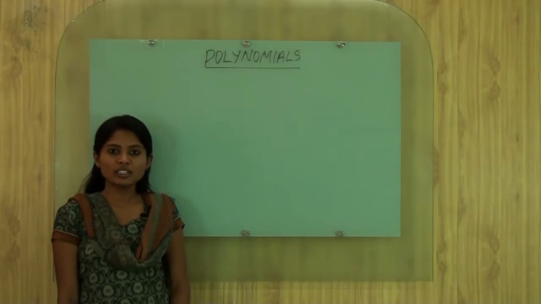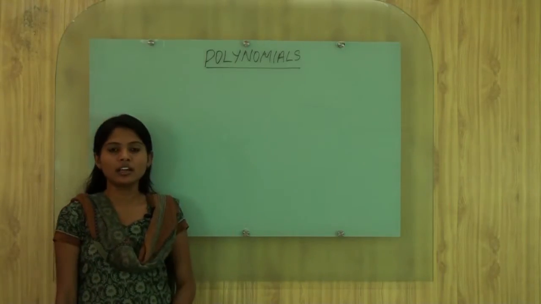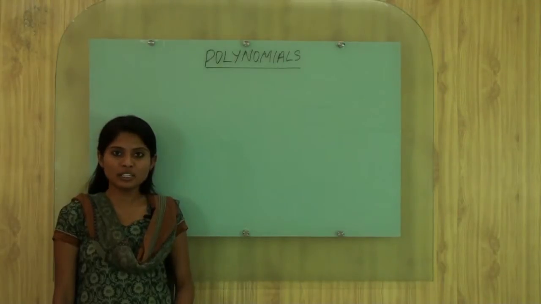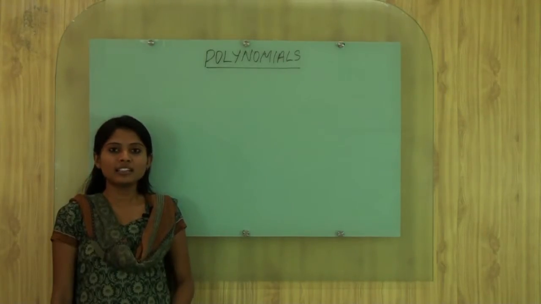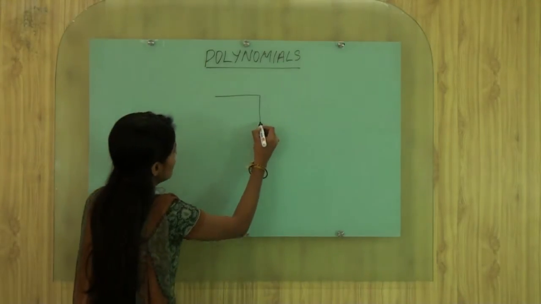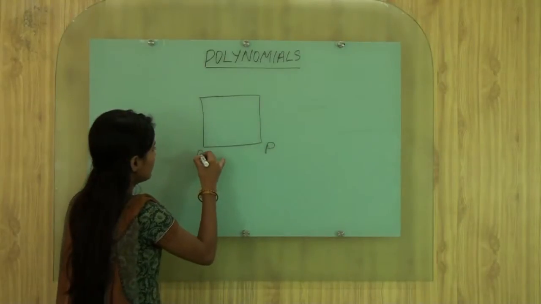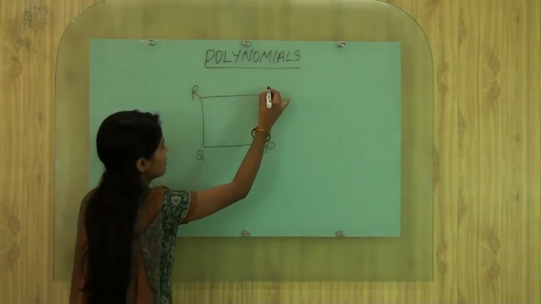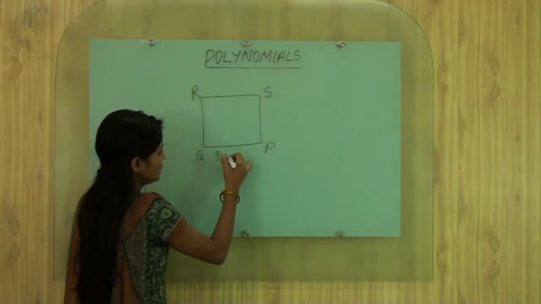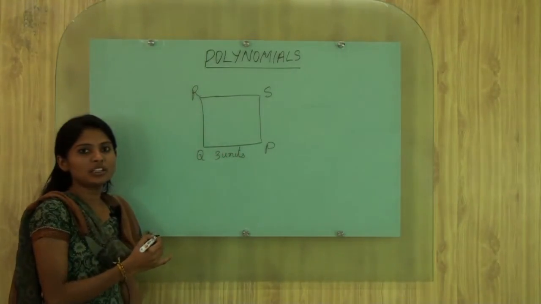Today we are going to discuss the second chapter of your syllabus, polynomials. You have seen many algebraic expressions. Let's consider a situation where you are calculating the perimeter of a square PQRS of 3 units. How do you calculate the perimeter of a square?